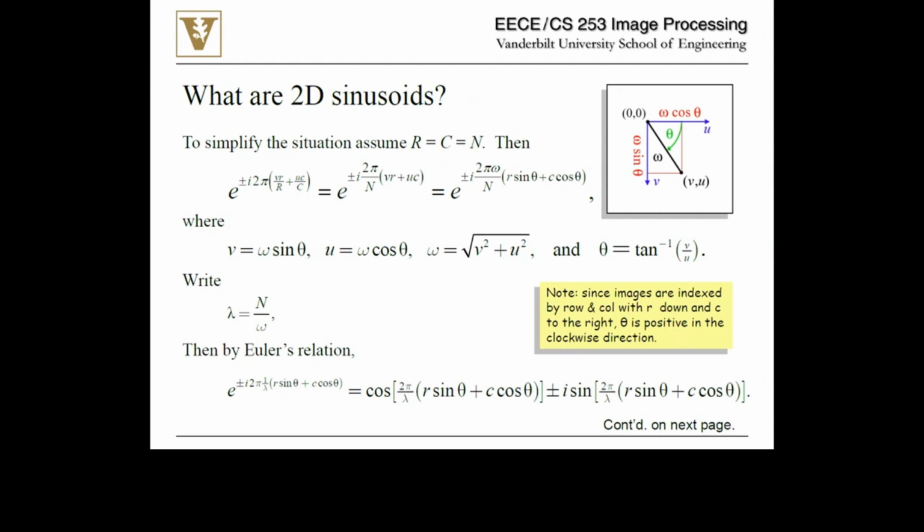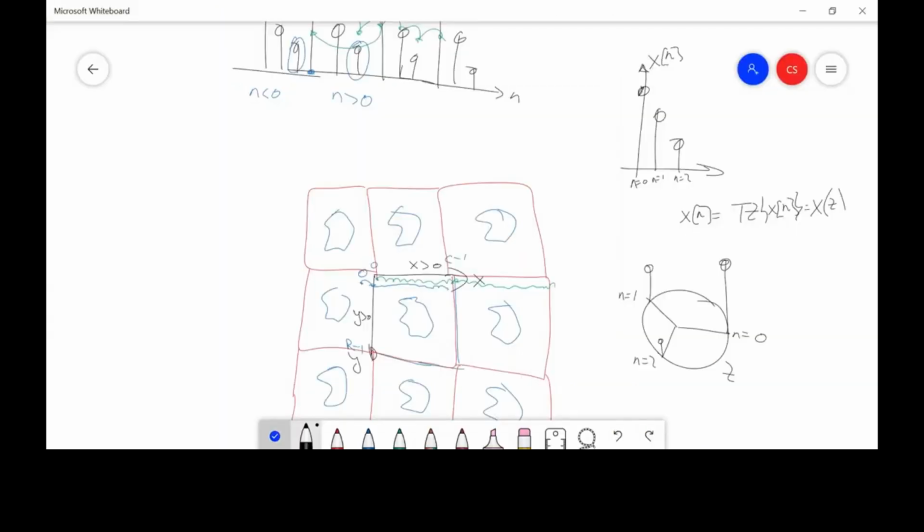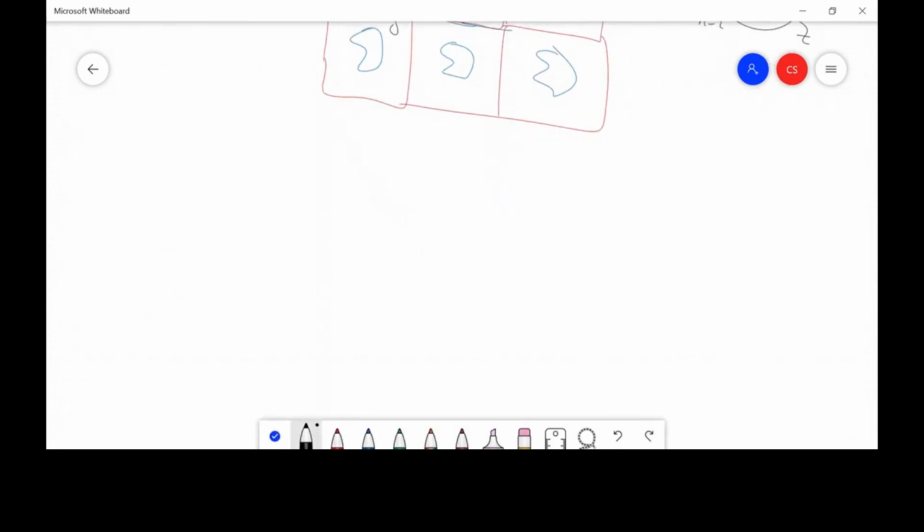Okay, so let's start with the basic sinusoid. This is the expression we had before. V and U are the frequency components in Y and X. And for simplicity, let's make them the same, so R and C, let's, for the moment, only consider square images. The V and U are 2 frequencies, so those are in the frequency plane. That is a point. So now, instead of the XY plane that we use to represent our images, we will represent them in this plane, I'm using red for the Fourier transform. We will represent them in omega X, omega Y, but they are called V and U.